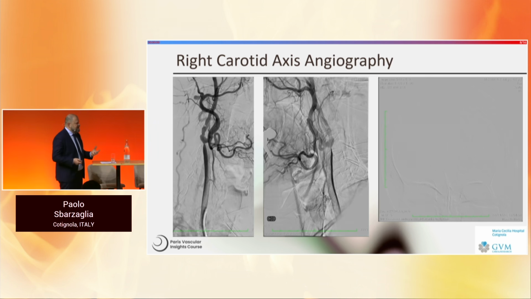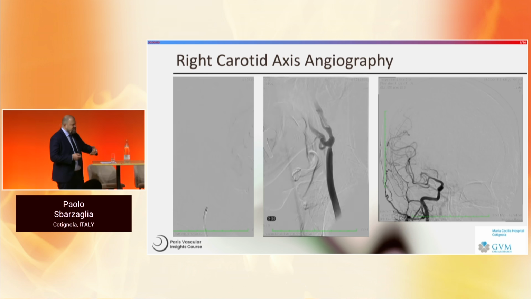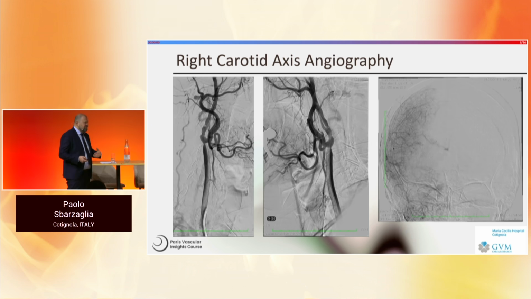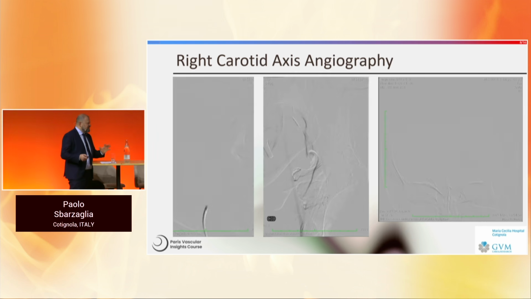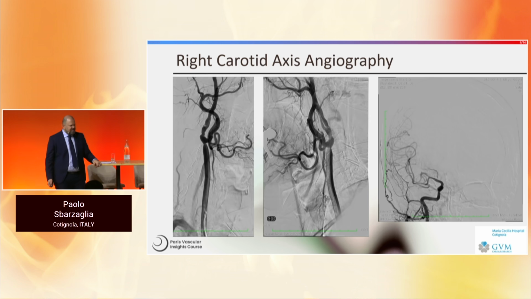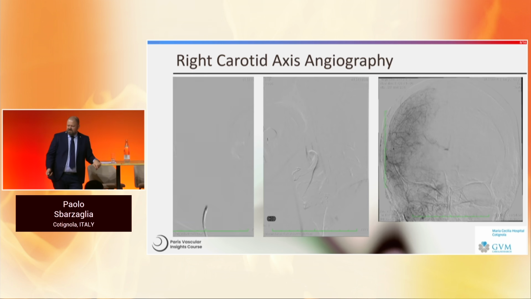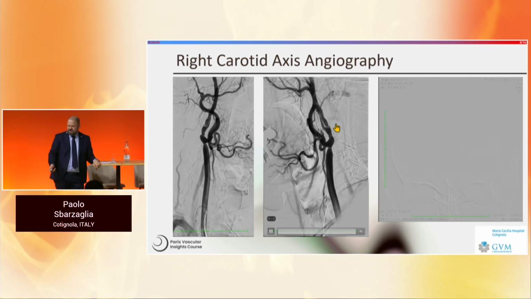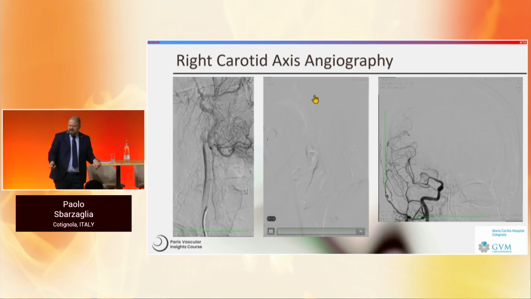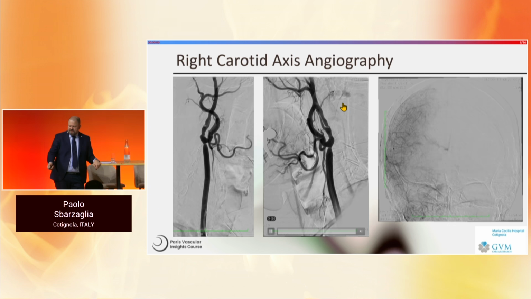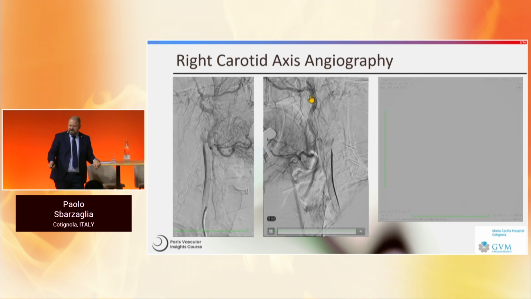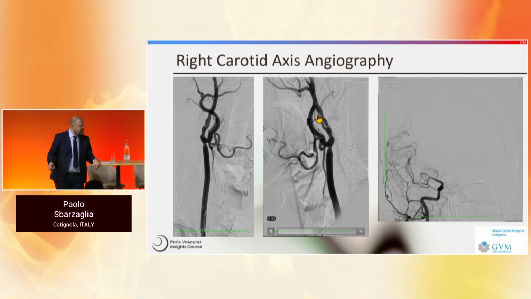So probably there was something growing immediately from the very beginning of the post-op phase. And actually what we found here is very clear in this lateral view: we have this very stenotic lesion and also 2 lumens. It seems to be a dissection or something like that.